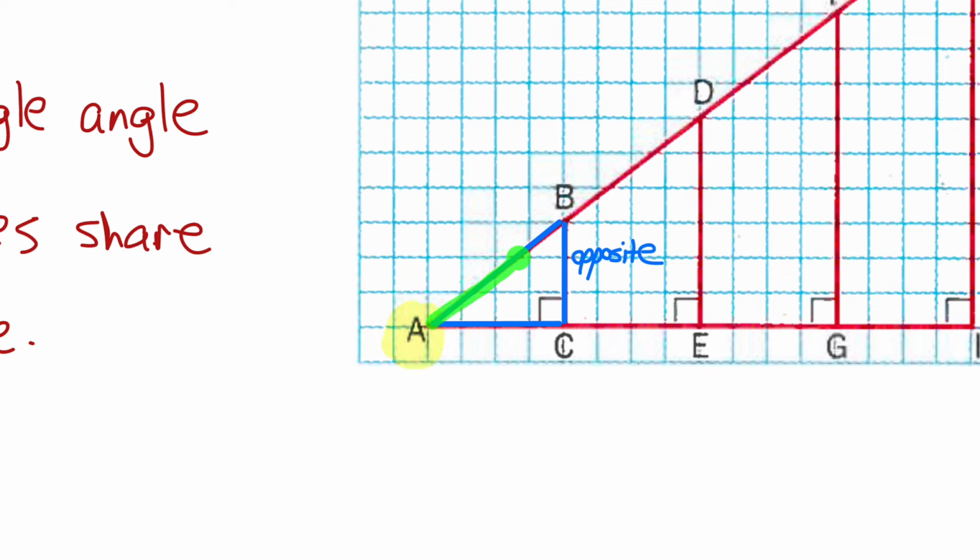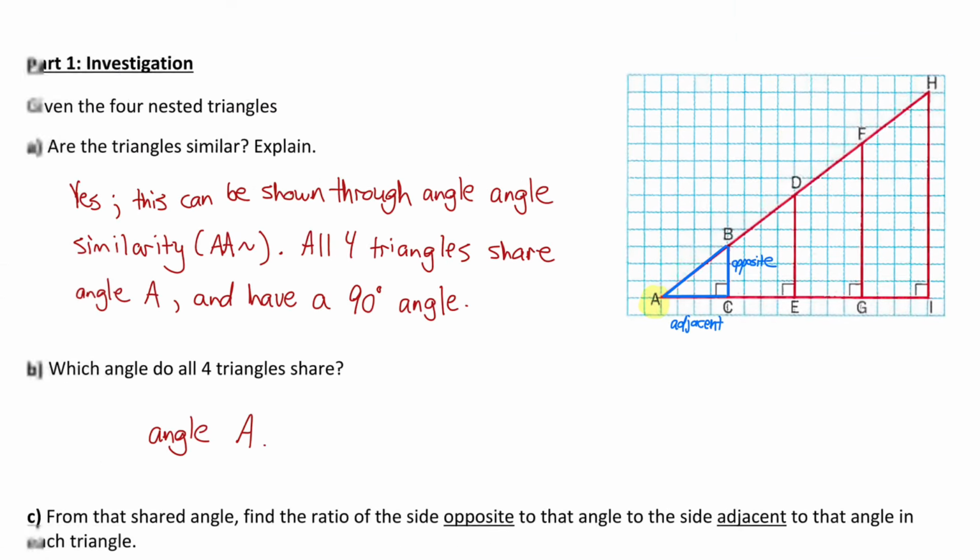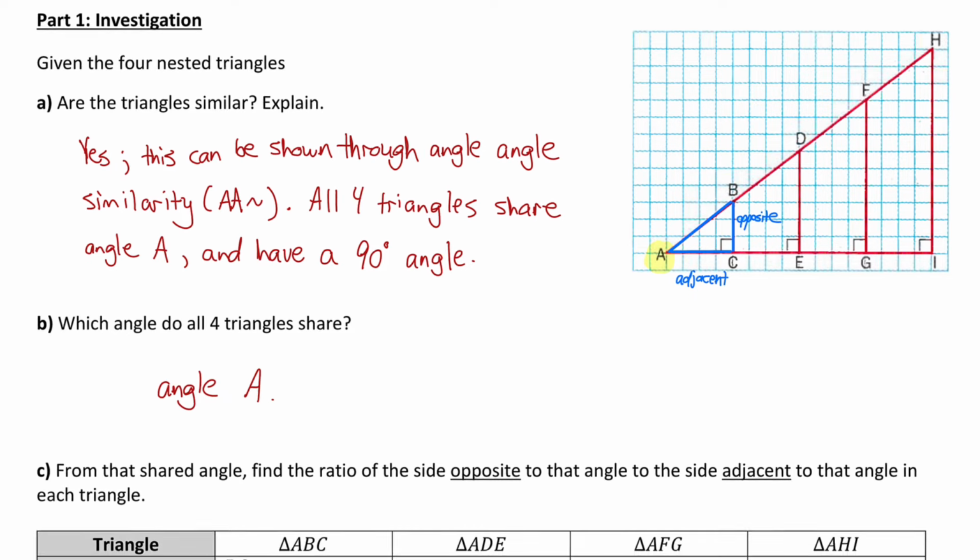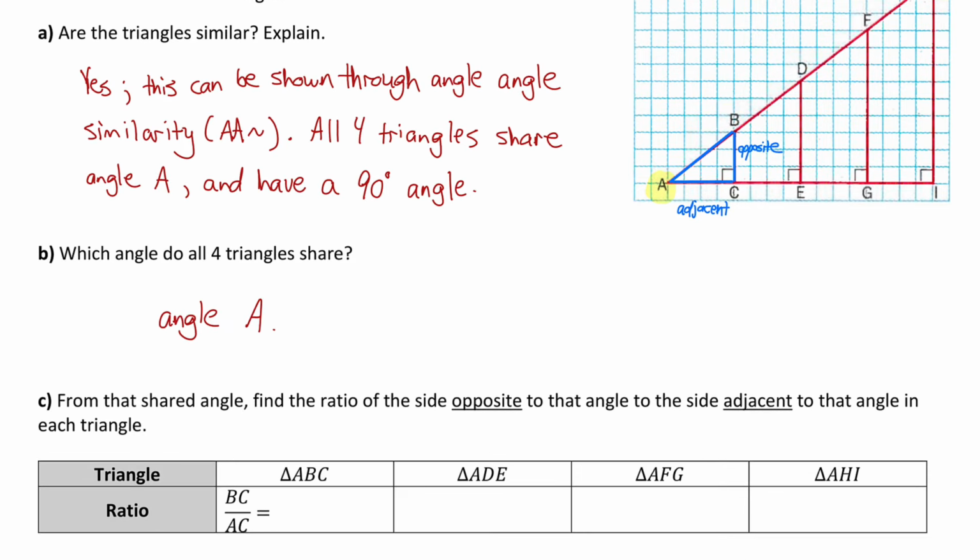Notice there are 2 sides that are touching angle A. But side AB, that's the hypotenuse. I know that because it's across from the right angle, which leaves side AC to be the adjacent side. If I count the length of the side opposite from A, it's 1, 2, 3 units long. And if I count the length of the adjacent side, it's 1, 2, 3, 4 units long. So the ratio of opposite to adjacent in triangle ABC would be 3/4.